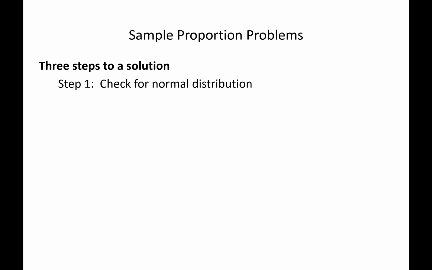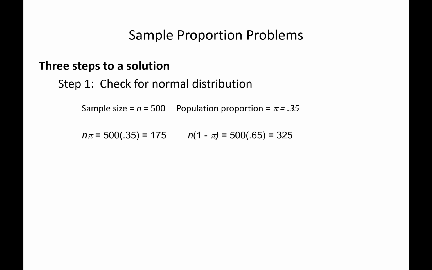So we're going to solve the problem in 3 steps. First of all, we're going to check whether we have a normal distribution. In this case, our sample size is 500, so n times pi is 500 times 0.35, that's 175, and n times 1 minus pi is 500 times 0.65, which is 325. Both of those are greater than or equal to 5, so we're okay with using the normal distribution. Again, if these were not met, we could always use the binomial distribution. We're not going to do that in this video; I'll refer you to the week 1 material for that.